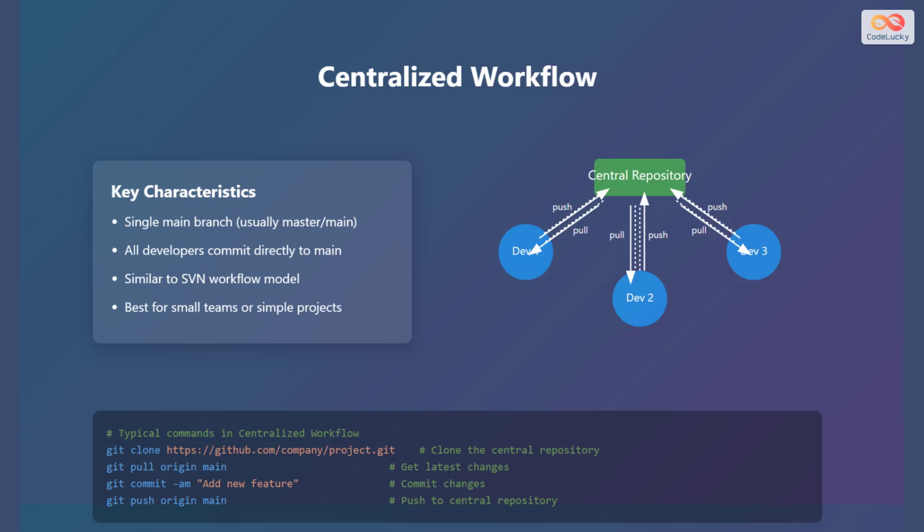Let's look at a few commands for the centralized workflow. First, you clone the central repository using the command git clone, followed by the repository URL. Then you get the latest changes using git pull origin main. Next, you commit your changes with a message using git commit, followed by the commit message. Finally, you push your changes to the central repository using the command git push origin main.